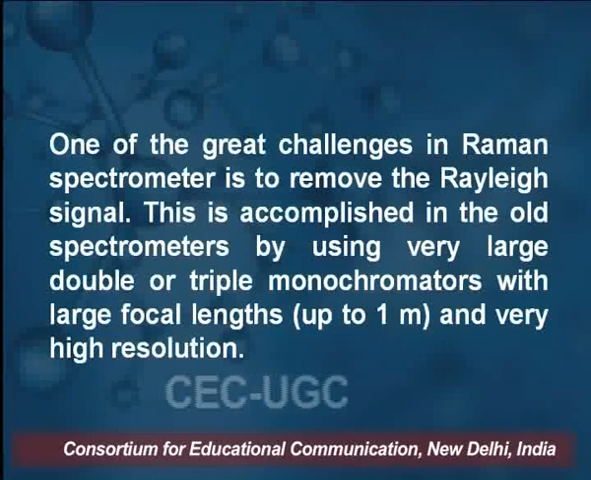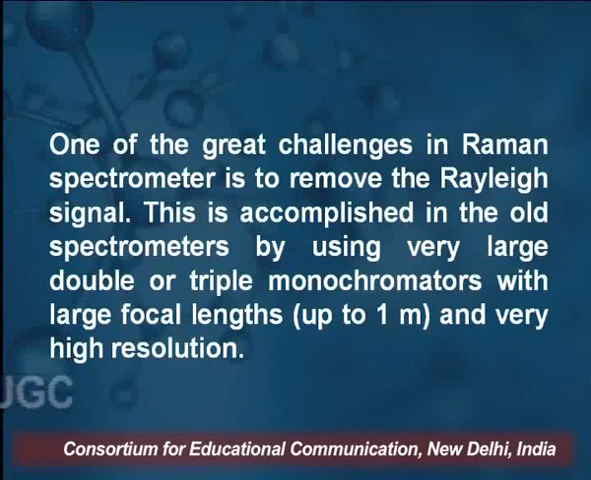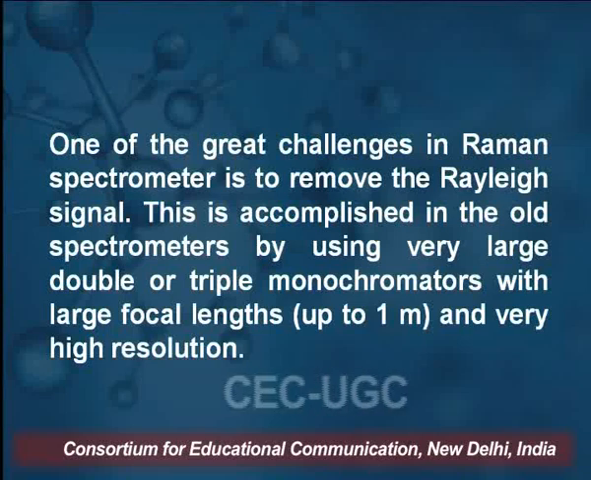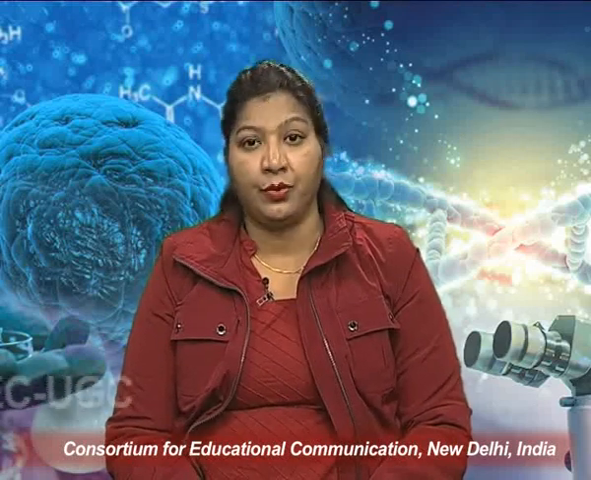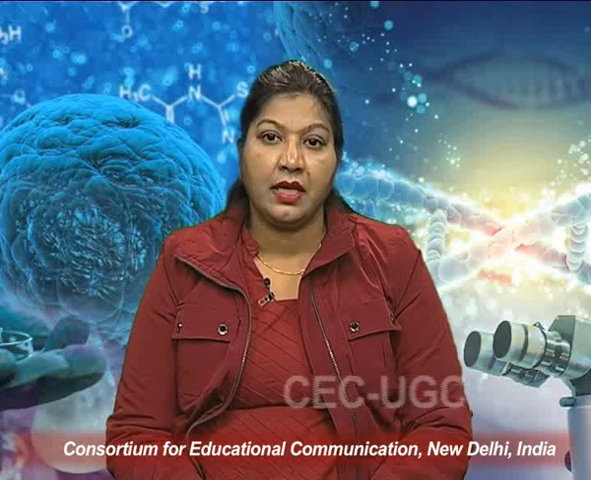One of the great challenges in the Raman spectrometer is to remove the Rayleigh signal, as it has more intensity compared to the other Raman scattered light. This is accomplished in the old spectrometers by using very large double or triple monochromators with large focal lengths of 1 meter and very high resolution. But nowadays we are using filters.